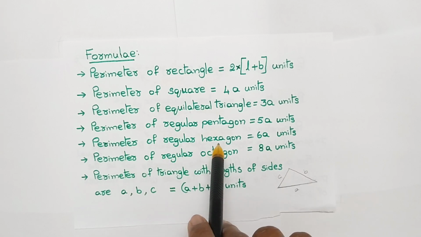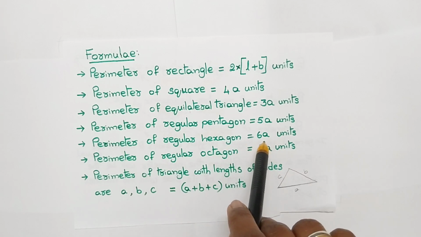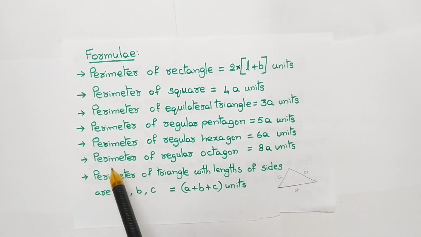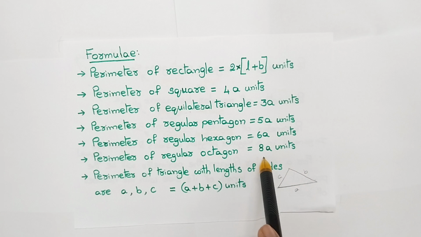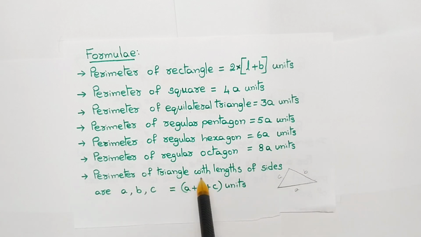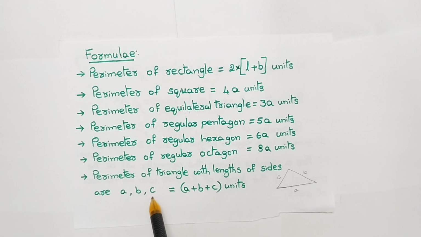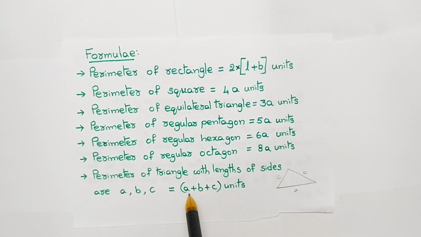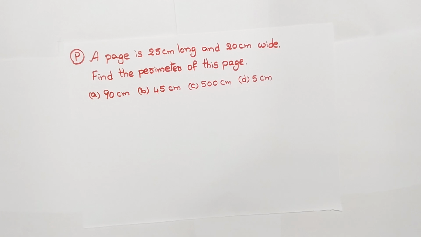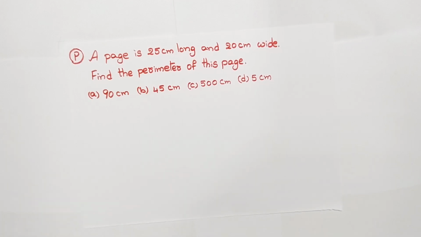Perimeter of regular hexagon equals 6A units. Perimeter of regular octagon equals 8A units. Perimeter of triangle with the lengths of sides A, B, C equals A plus B plus C units. Today we solve a few more problems.